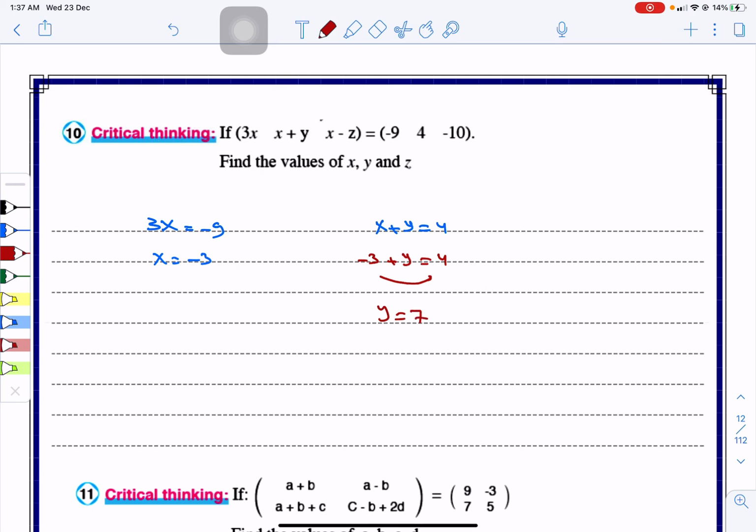And we know that x minus z equals negative 10. So negative 3 minus z equals negative 10. Moving to the other side, negative z equals negative 7. So z equals 7.